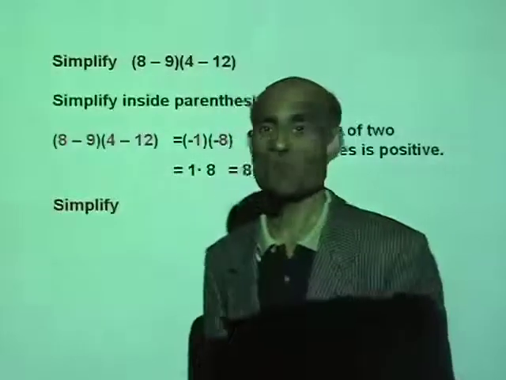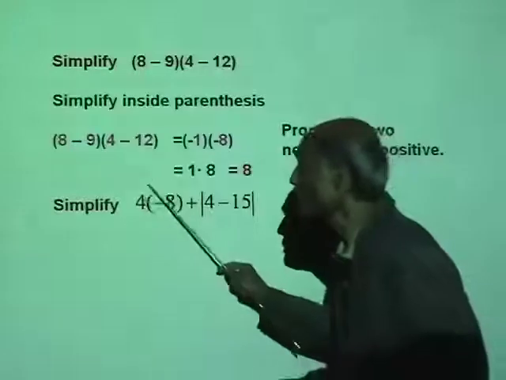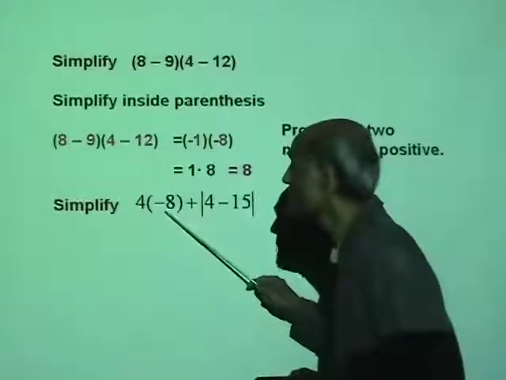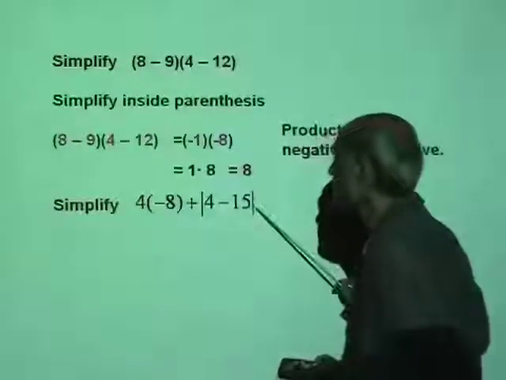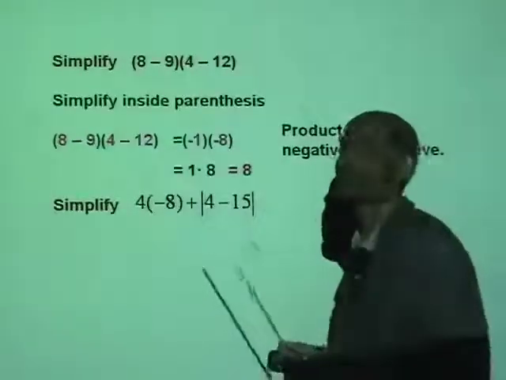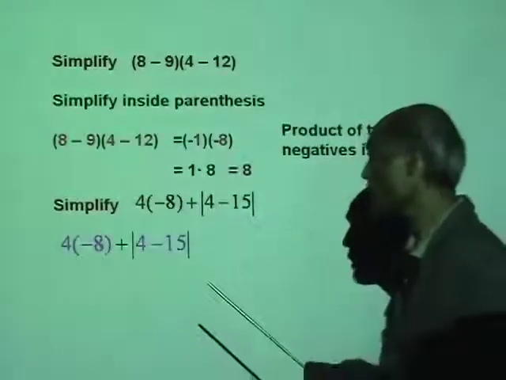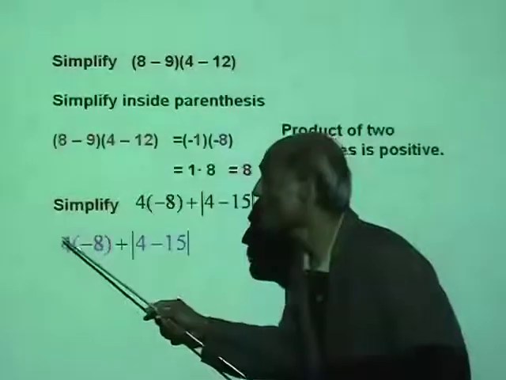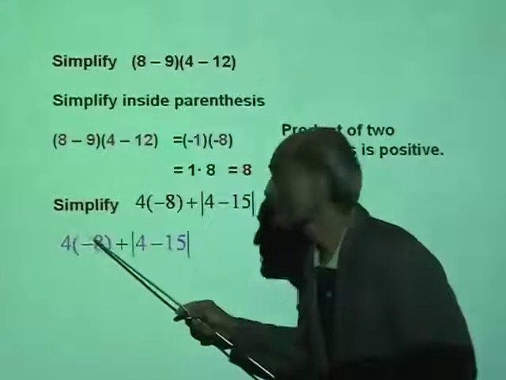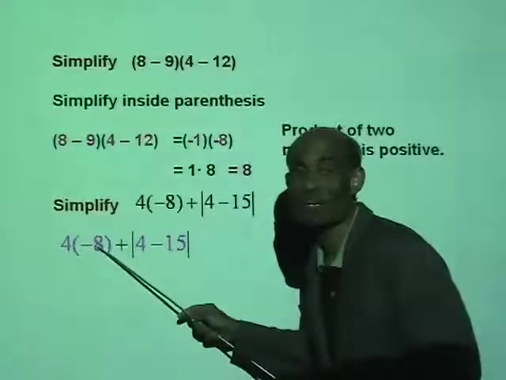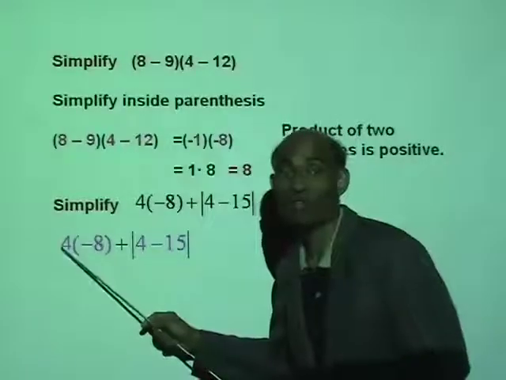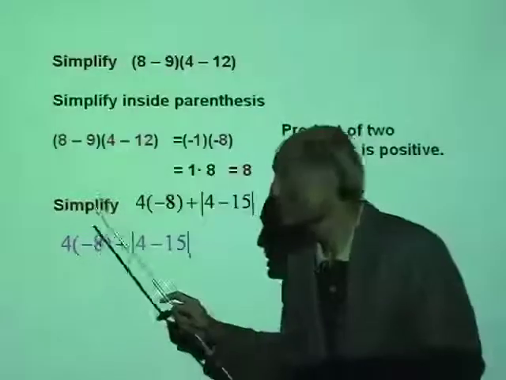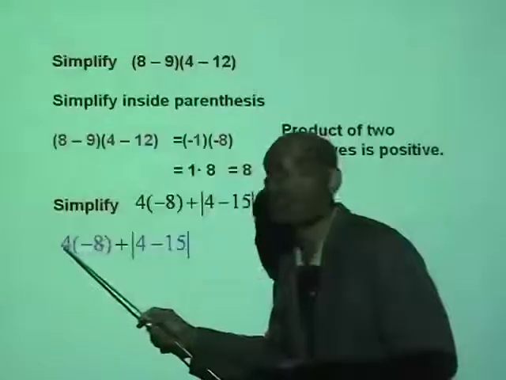Okay? Another one. Simplify. 4 times negative 8 plus absolute value of 4 minus 15. You see how to read it? Alright, what is the first thing to do? In the first step here, a positive number is multiplied by a negative number. What will be the result? A positive number multiplied by a negative number will be negative. So this will be negative 32.